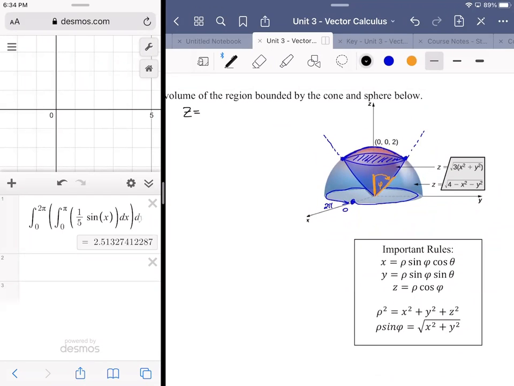So z is equal to the square root of 3 times x squared plus y squared. Now, if we were going to cylindrical, we'd call that r squared, but we're not. We're looking at spherical coordinates. The other z, if we factor out a -1 here, we could say 4 minus x squared plus y squared might be helpful.